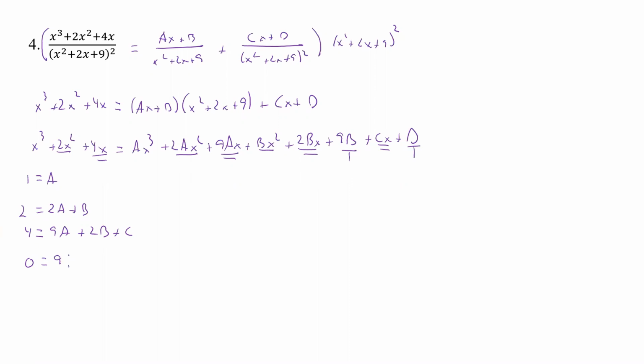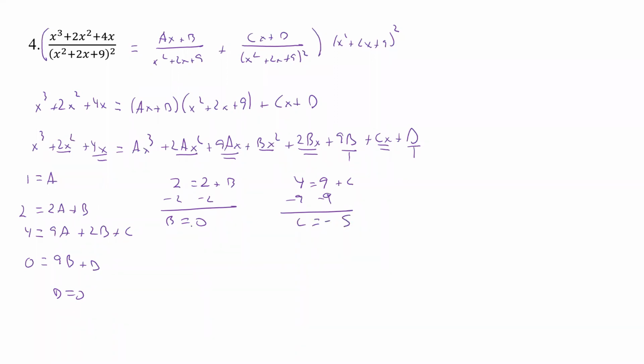So now we can plug in 1 here, and we get 2 equals 2 plus b, subtract 2, b equals 0. Well, if b equals 0 here, then d is equal to 0 also. So that was quick. And now we just have to solve for c. So 4 equals 9 times 1, which is 9, plus 2 times b, which was 0, and then plus c, so minus 9. And so c equals minus 5.